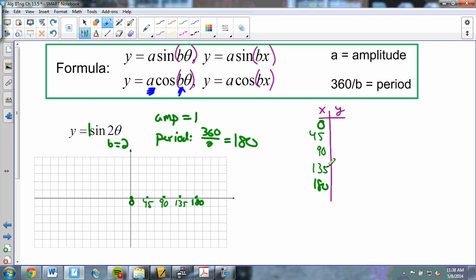I know that the sine of 0 is 0. If I plug this 0 into theta, I'm really doing the sine of 2 times 0, which is the sine of 0, and that's 0. If I plug in this 45, the sine of 2 times 45 is really the sine of 90, and the sine of 90 is 1. And it goes 0 up to 1. It's going to go back down to 0, and down to -1, and back up to 0, and at this point it's going to repeat over and over and over.